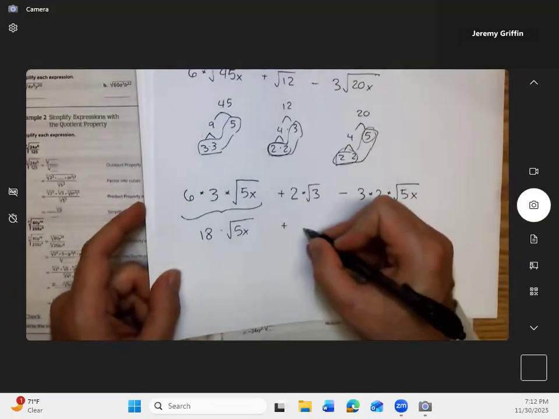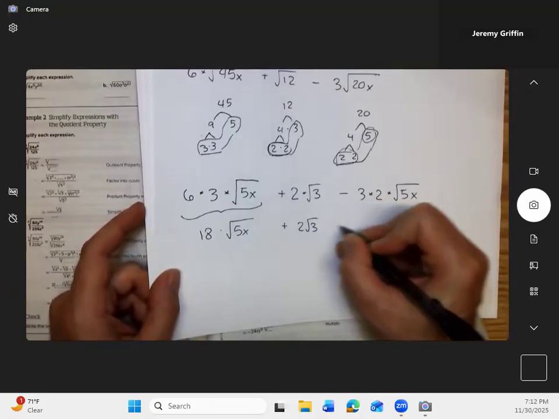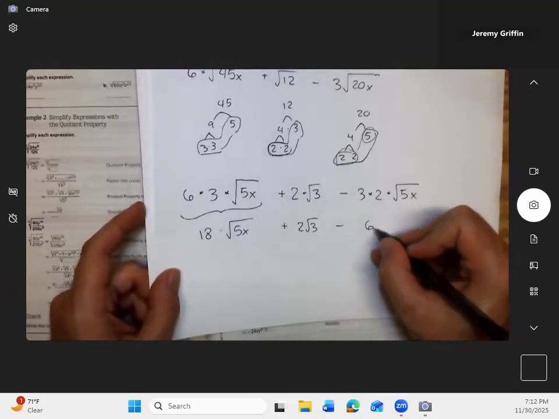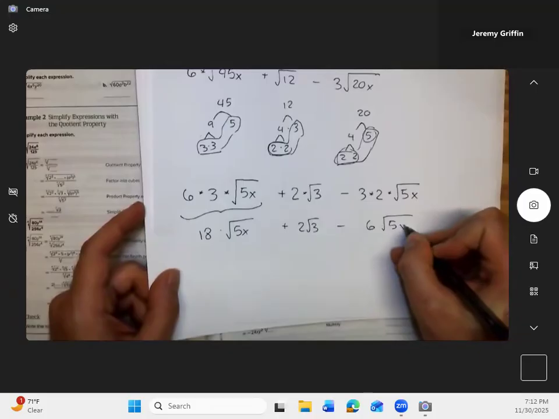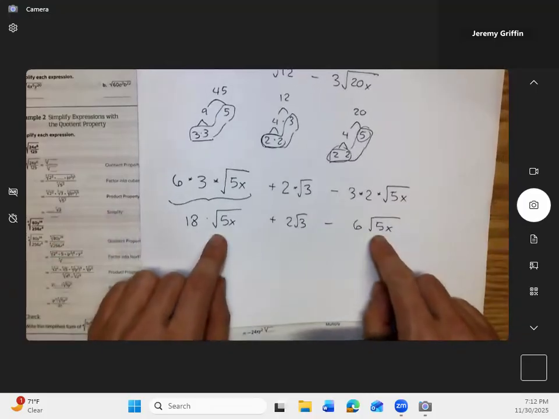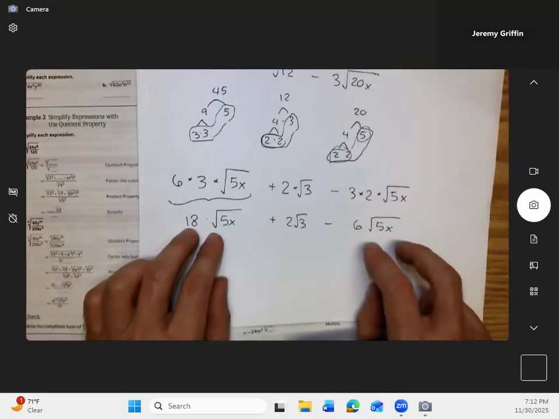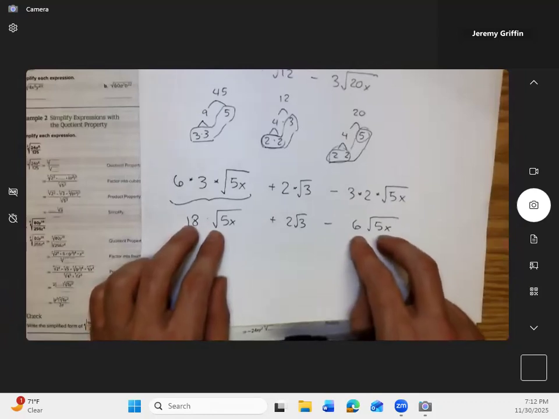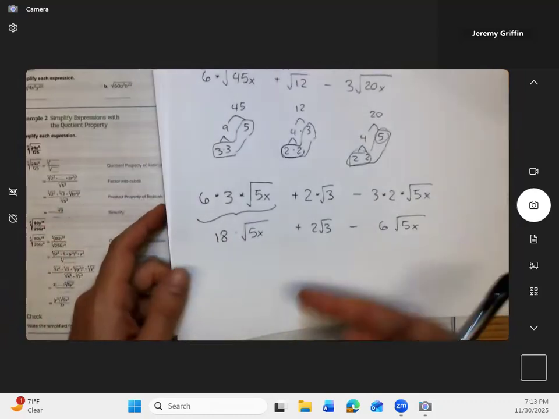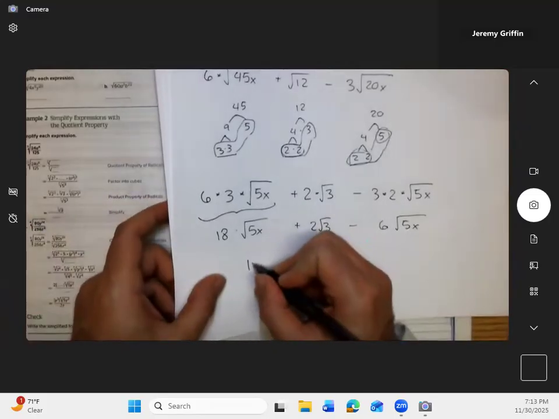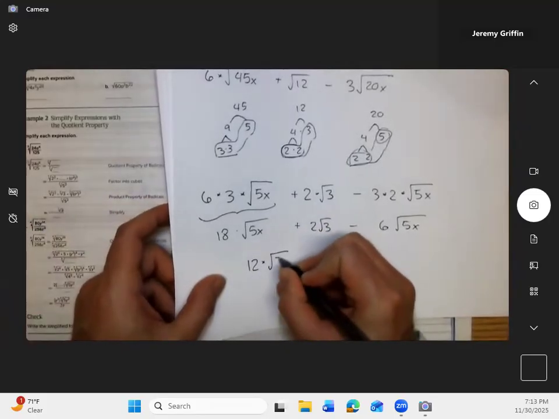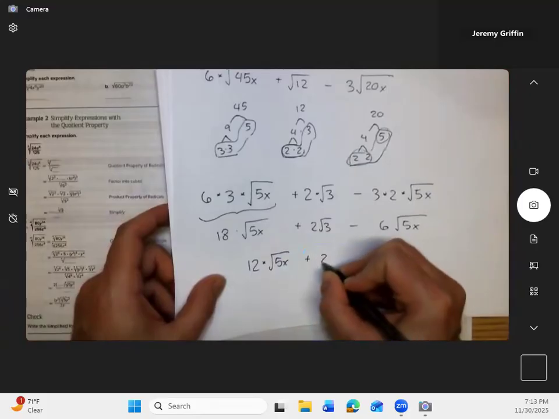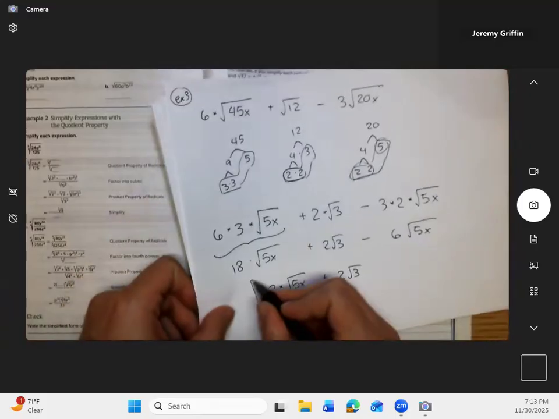Okay. This is plus 2 root 3. This is my 3 times 2 is 6. And then root 5x. Okay. Now root 5x and root 5x, that's like, here I have 18 apples here, and I'm subtracting 6 apples over here. Well, 18 apples minus 6 apples would then be 12 apples. Okay. But instead of apples, it's root 5x. So I got 12 times the root 5x, and then plus 2 root 3. That should be it.